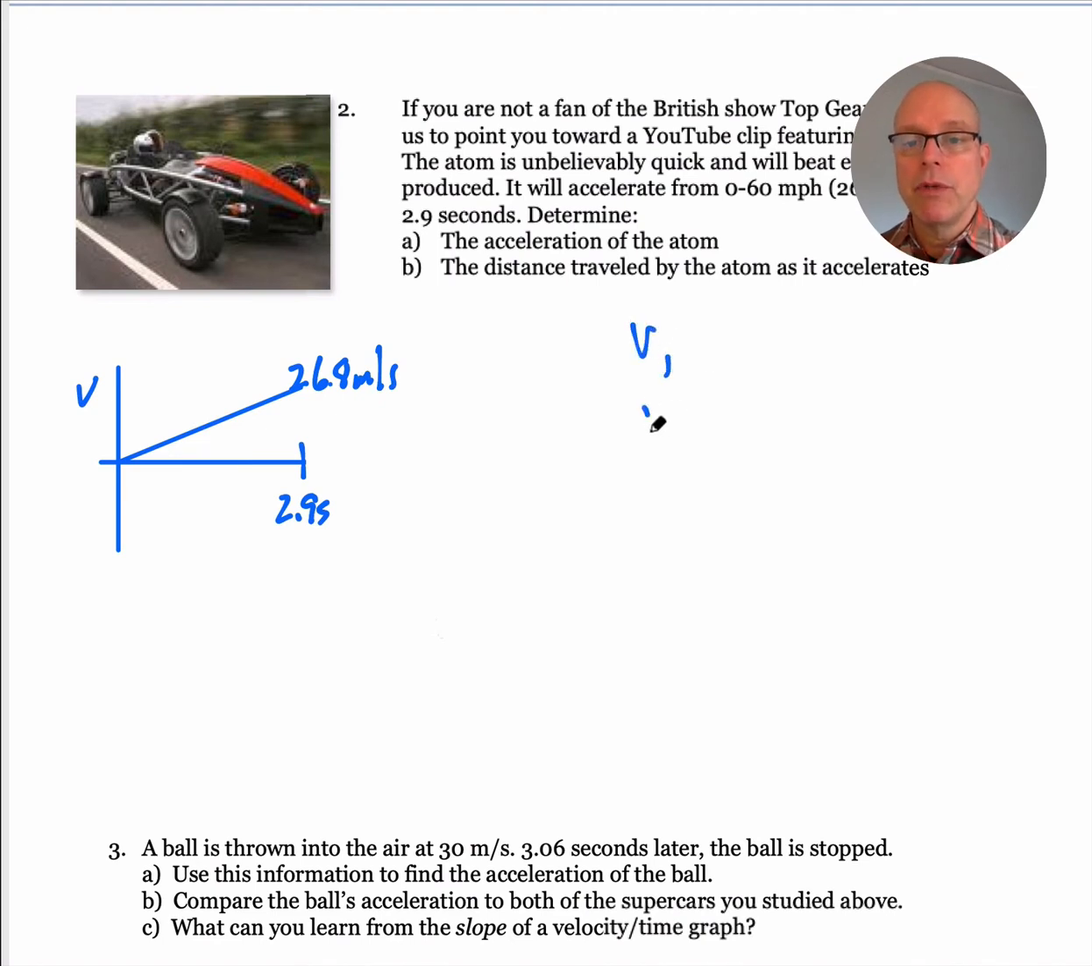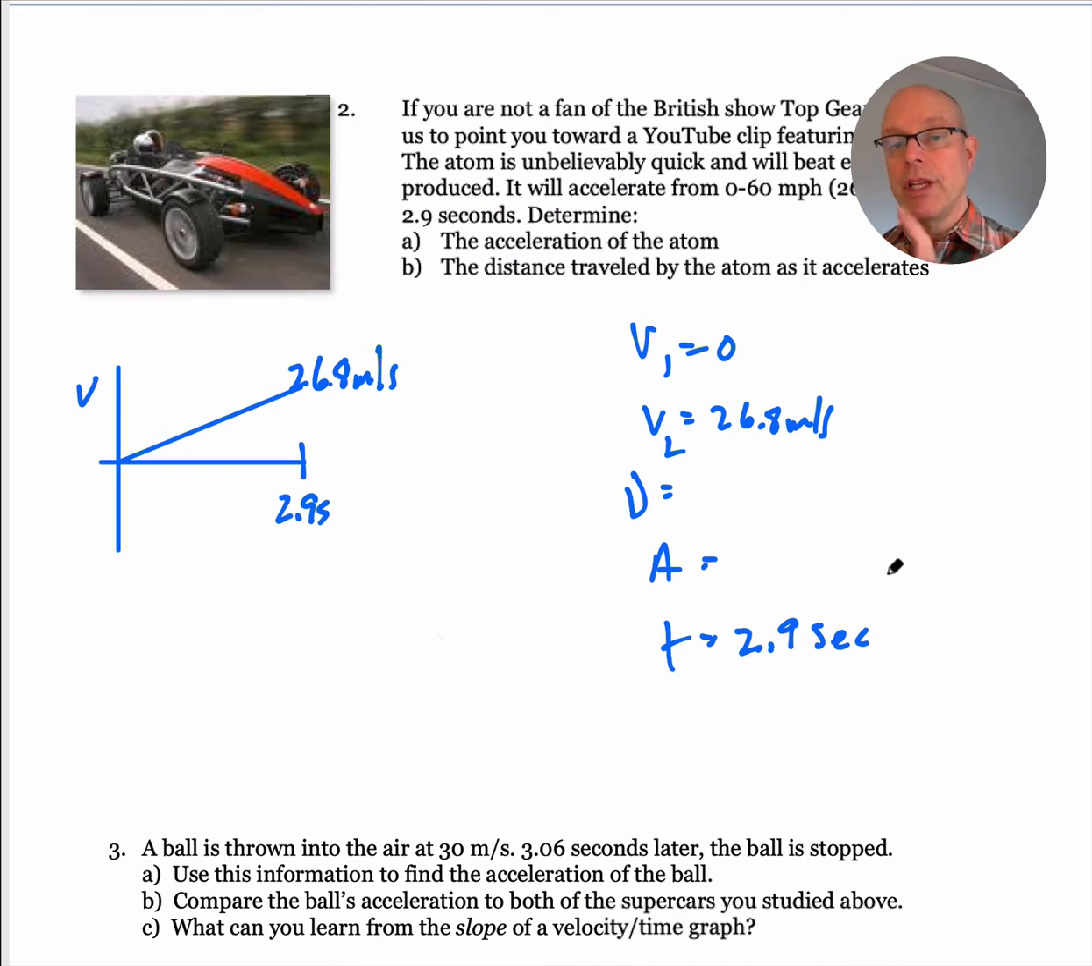And I can do the same thing I did with my list. So V1, V2, D, A, and T. So V1 is 0. V2, 26.8 meters per second. Didn't give us the other ones, but they did give us the time. You might wonder, in questions where they give you the time, those are a lot easier than if they don't give you the time. All right, so let's just jump right in.